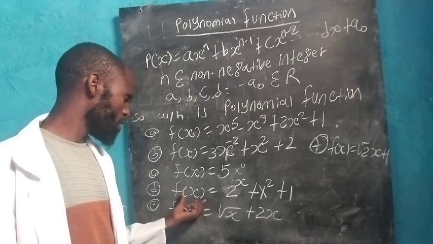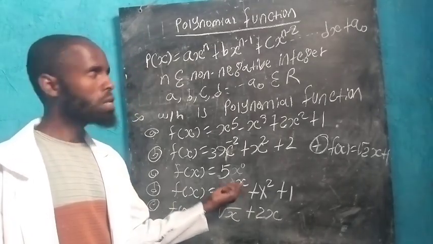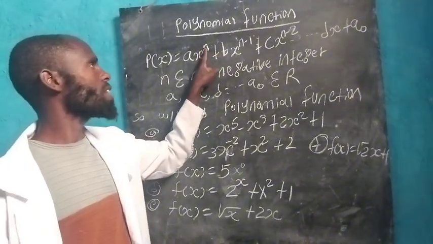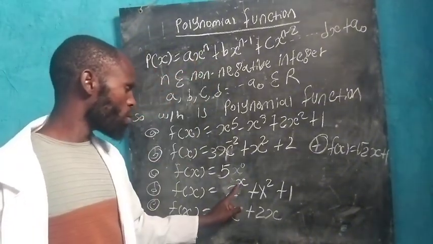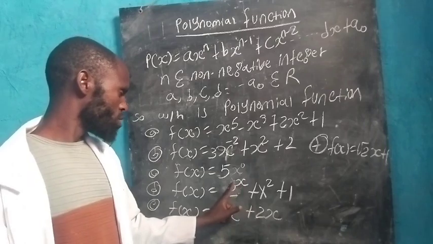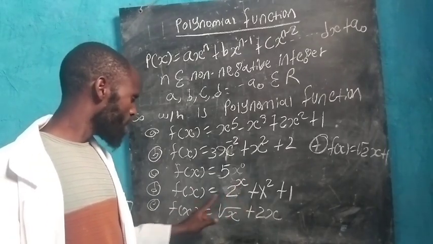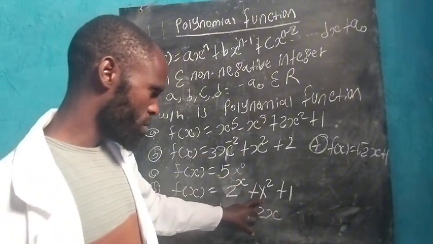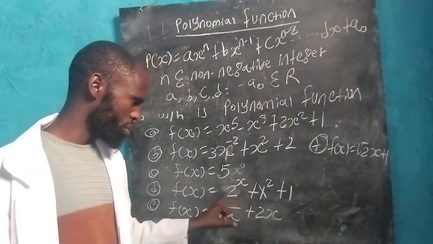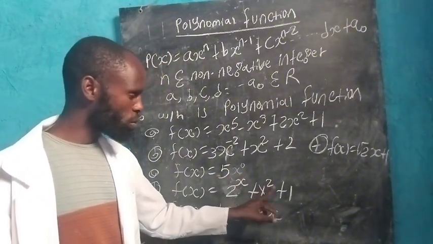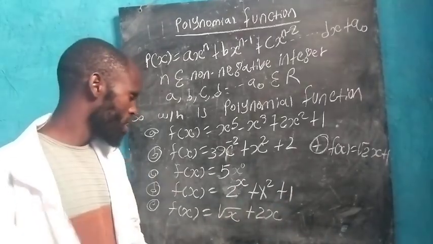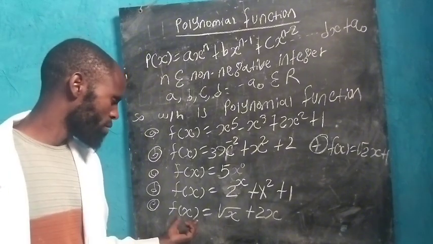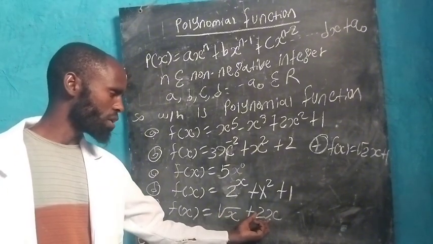What about d? f of x, which is equal to the power of x. The form of polynomial function is a x to the power of n, x to the power of a number n, not to the power of a variable. So here it violated the form. So this cannot be a polynomial function. It is an exponential function. Don't care about x squared plus 1. What about f of x, which is radical x plus 2x?